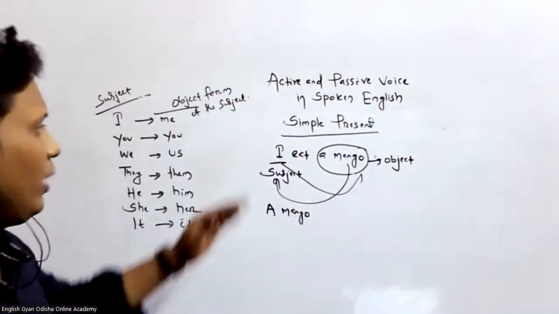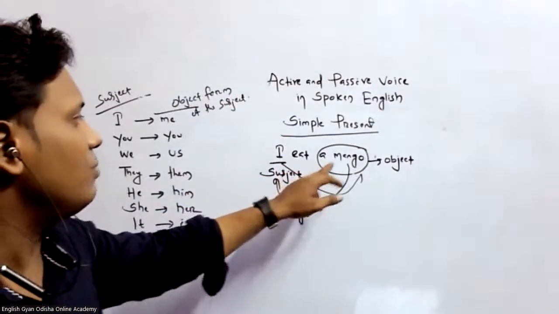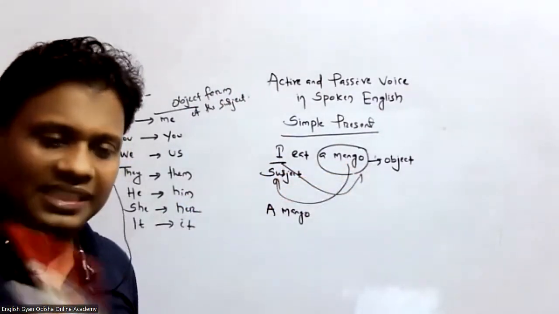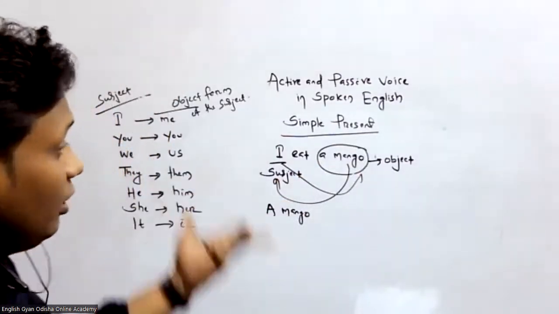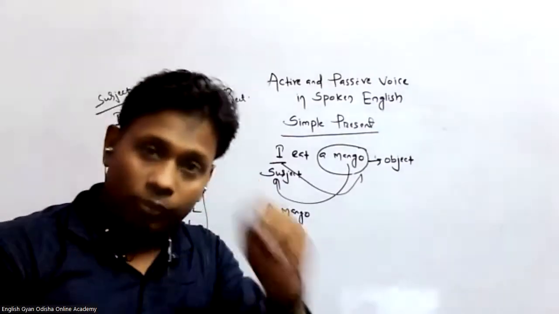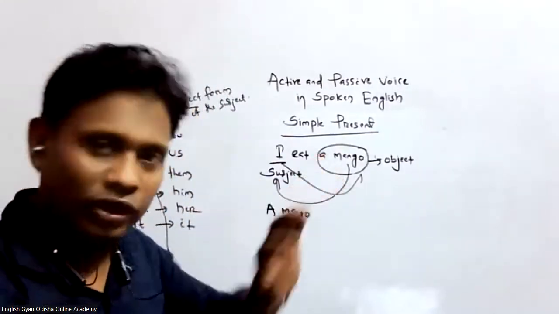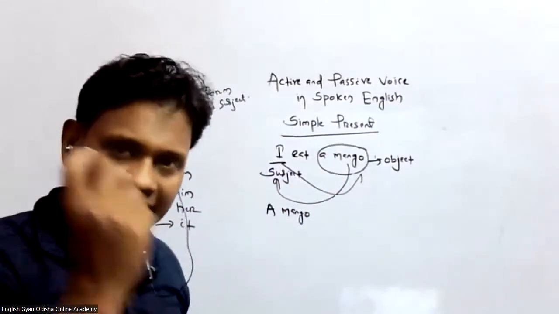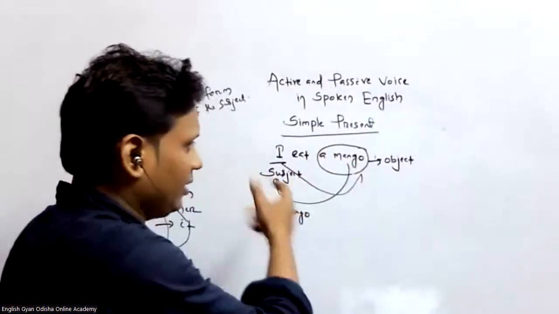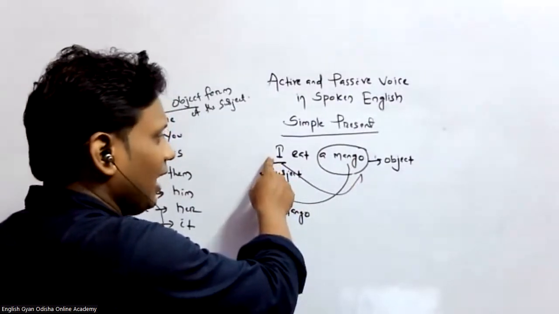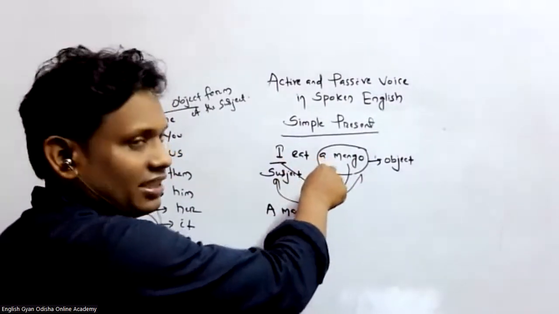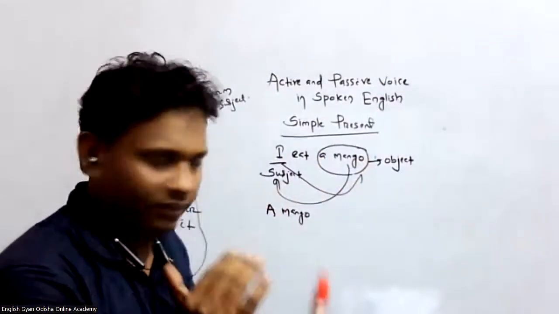So here you can say, I eat a mango. The first step is that you all have to identify where the object is. Here the object is a mango. We got it. The second thing is that you have to swap it. So a mango will come to the I place and I will go to the mango place. They have to swap it.